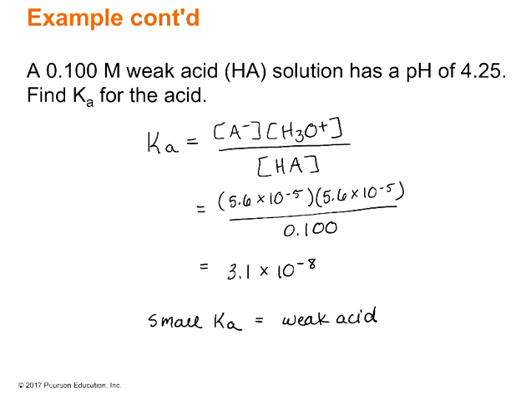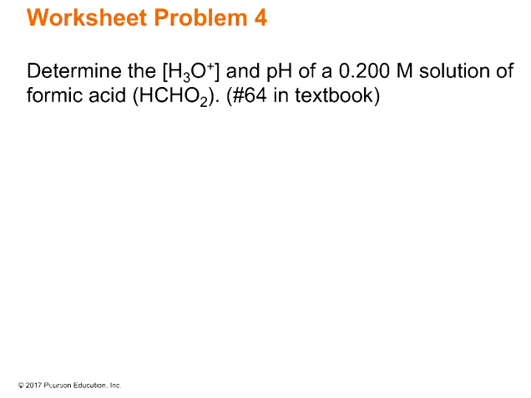Okay, so let's work on a worksheet problem, problem 4. And in problem 4, we're going to determine the concentration of hydronium ions. And from there, we'll be able to determine the pH. And this is for a 0.2 molar solution of formic acid.